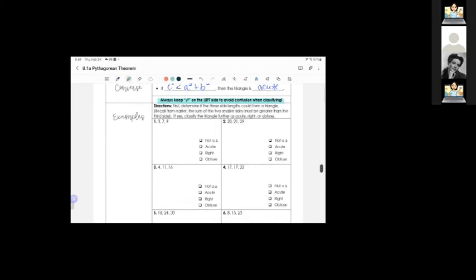Here are the directions. First, determine if the three side lengths could form a triangle. Do you guys remember how to know if it could even make a triangle? Tell us. Oh, I was hoping you actually remembered it. I didn't keep reading. My bad. Go ahead, I cut you off. Read it. The sum of the two smaller sides must be greater than the third side. Remember when we did that earlier this year?